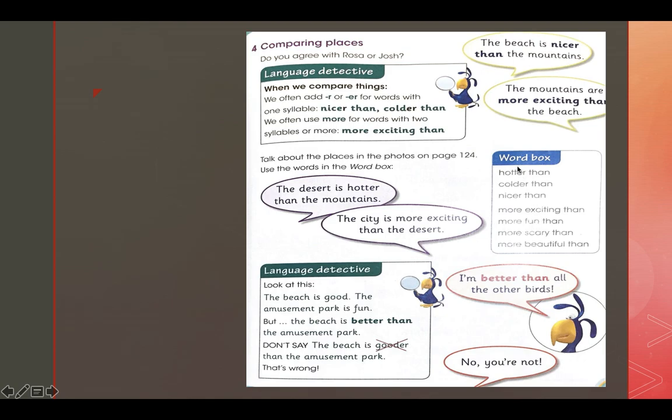Look at these words, hotter than. We double the t because we have a vowel letter. Can you remember this rule? Colder than, nicer than, more exciting than, more fun than, more scary than, more beautiful than.